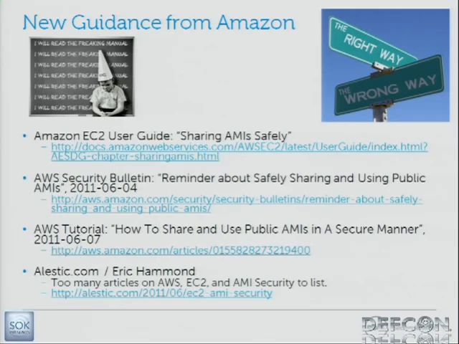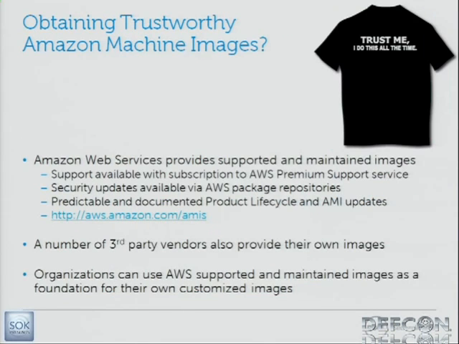And there's a whole bunch of articles out there on the elastic.com site from Eric Hammond. So we would encourage you to check those out. There's a lot of good material out there. And Jeff mentioned this earlier. So where would you obtain trustworthy third-party AMIs besides building them from scratch yourself?